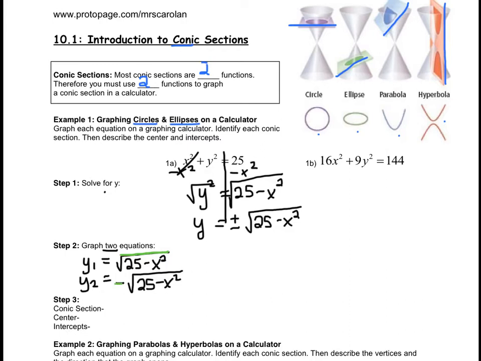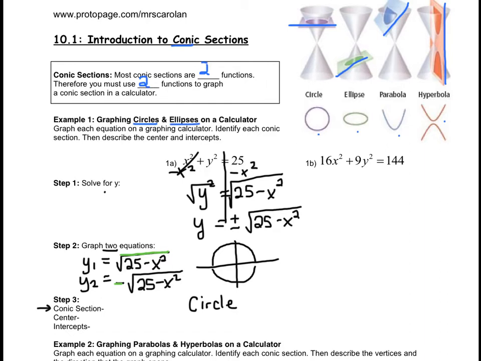So when you hit graph, you might want to hit zoom 5, which is zoom square. It'll make everything look kind of proportional. So when you press graph, you will see something that looks like that and then that. It might not be perfectly connected on the x-axis, and that's okay, but you can tell from the shape the type of conic section, and to answer our first question, it is a circle.